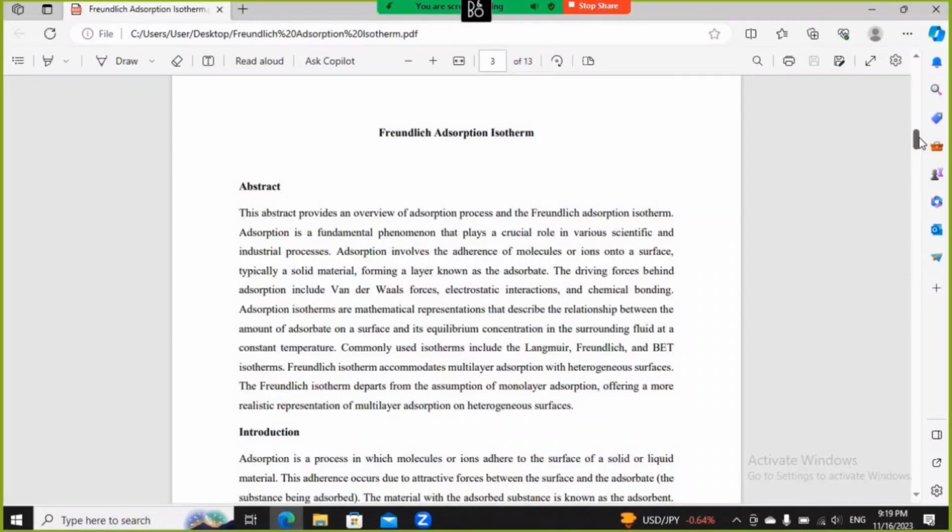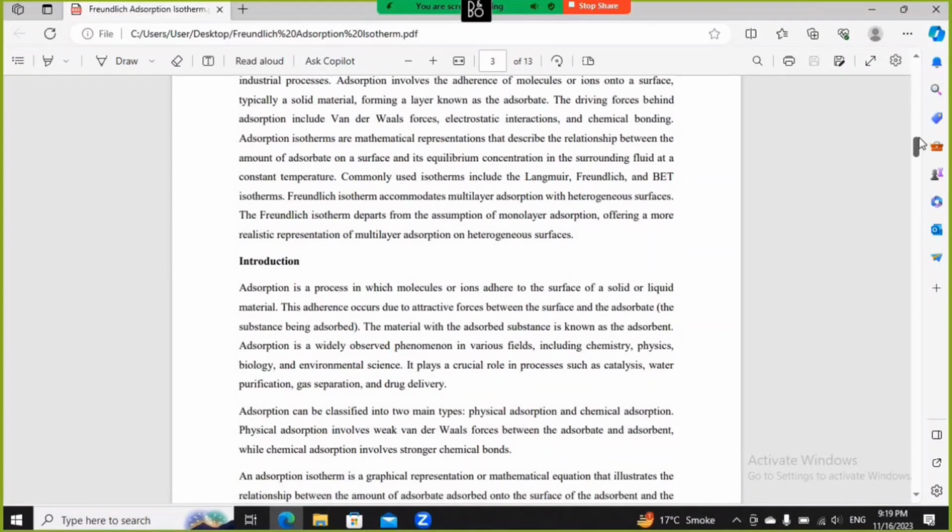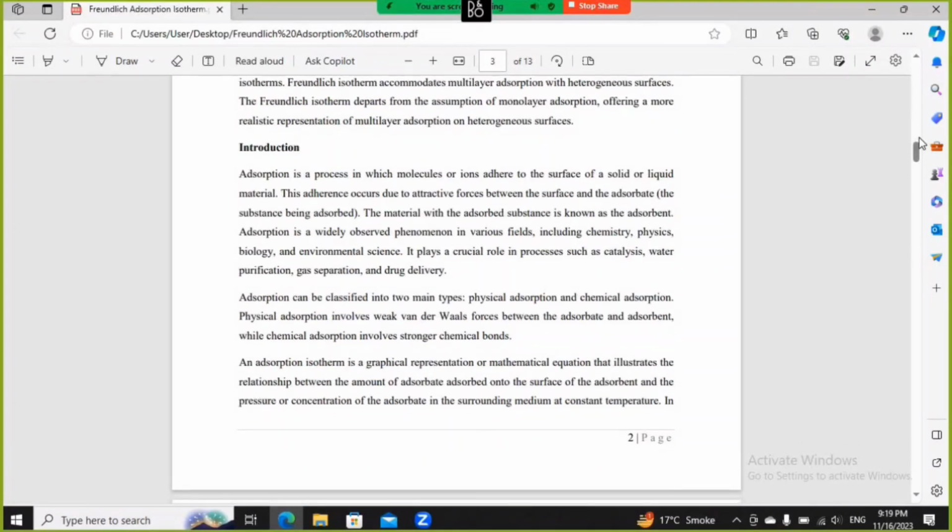Adsorption isotherm is a mathematical relationship that relates amount of adsorbate on a surface with its equilibrium concentration in the bulk or with equilibrium pressure. The commonly used adsorption isotherms include Langmuir, Freundlich, and BET isotherm. Now let's move towards introduction.